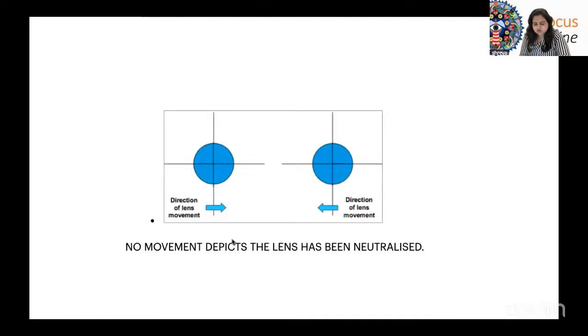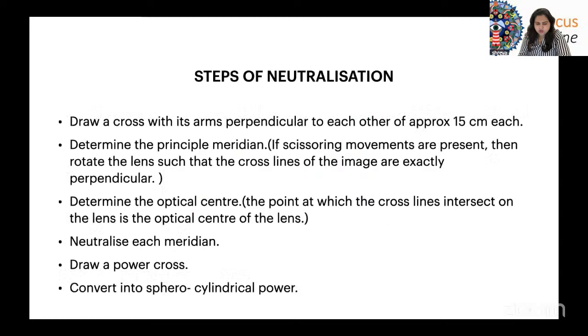So this is how neutralization looks, that we are moving the lenses. However, there is no movement in the image of the cross. So what are the steps of neutralization? The first thing, like we said, is that we'll be drawing a cross with its arms perpendicular to each other, and then we are going to determine the principal meridian.